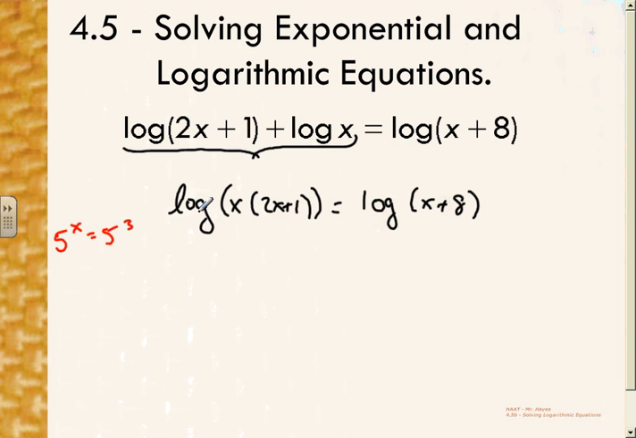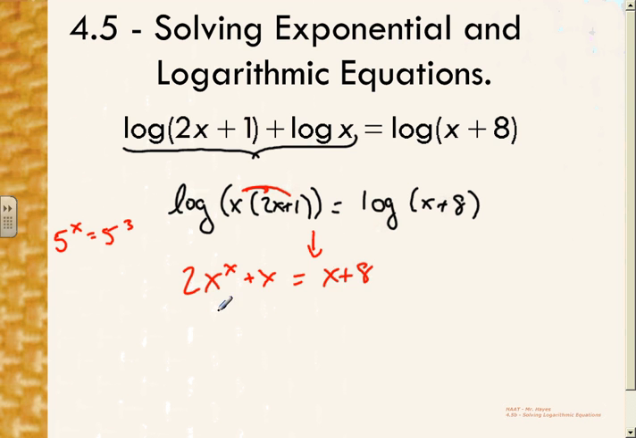Same thing here. We're taking the log of two different things. We're saying that those two logs are equal. So that means the things that we're taking the logs of also must be equal. So because of that, we can then say, I'm going to go ahead and do the math here, 2x squared plus x, because again, I'm multiplying this out, is equal to x plus 8. And then at this point, we solve.